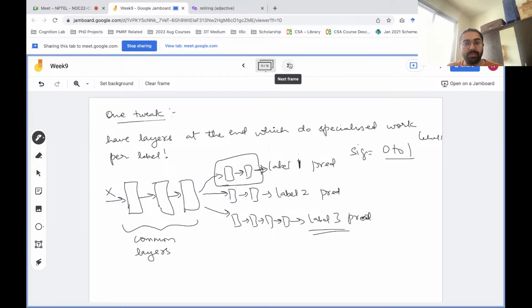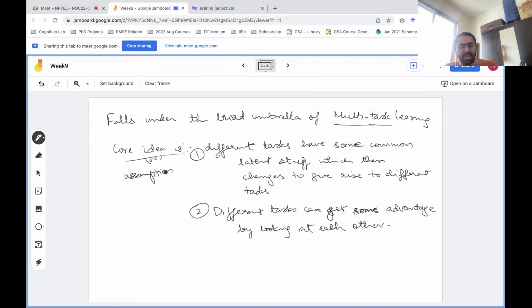So the main idea here is that you have something called multitask learning. That is, you want to learn different tasks from a neural network. But the core idea is that you want to learn different tasks, while the internal representation that is there is somewhat common, some latent stuff. And this internal representation changes to give rise to different tasks.